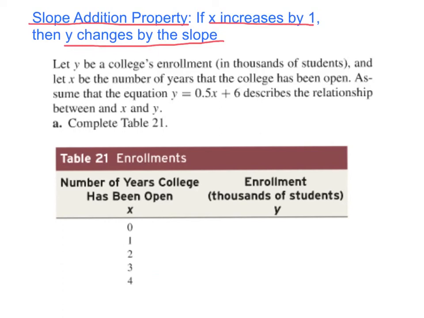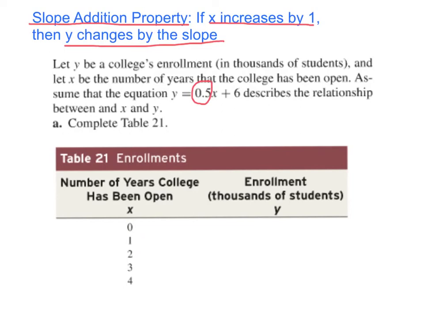So this is actually quite simple because you can see here in the table x is going up by 1 each time. And according to the slope addition property, every time x goes up by 1, what's going to happen to y? Well, it's going to change by whatever the slope is, 0.5. And since that's a positive number, it means it's going to go up by 0.5.